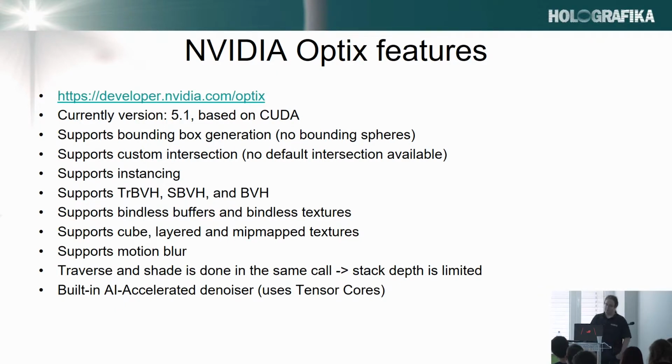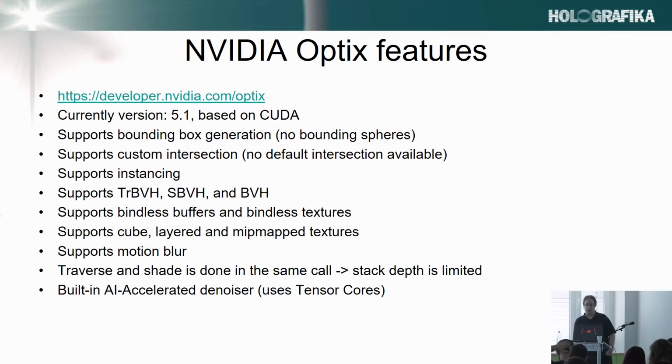It supports instancing, which is very nice because instances have the same bounding boxes. They just have different transforms. So it supports TRBVH, SBVH, and BVH as acceleration structures. It supports basically everything that CUDA supports. So bindless buffers are available, bindless textures are available, cube, layered, and mip-map textures are available. There is built-in support for motion blur.